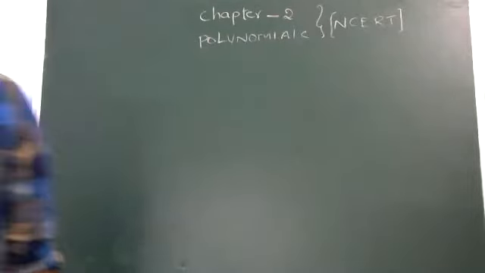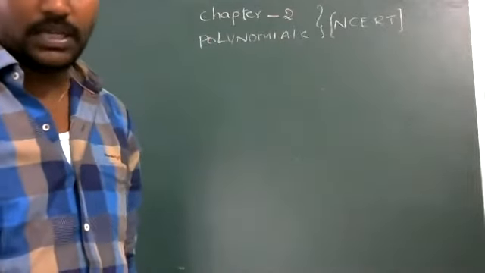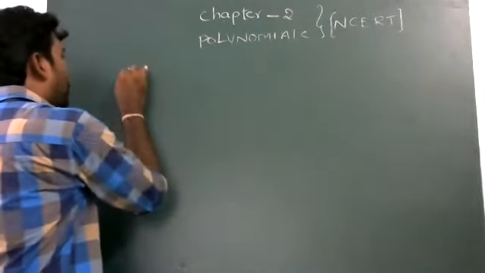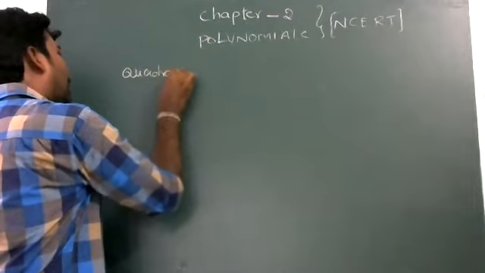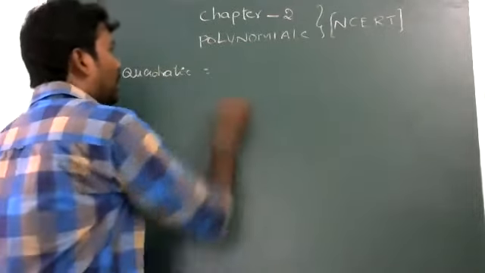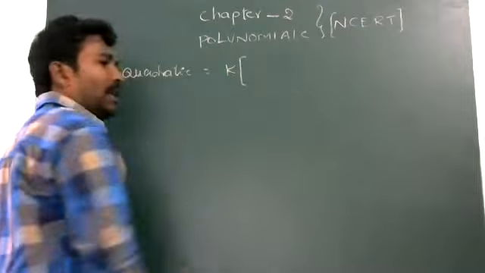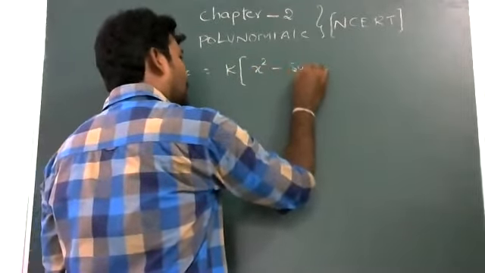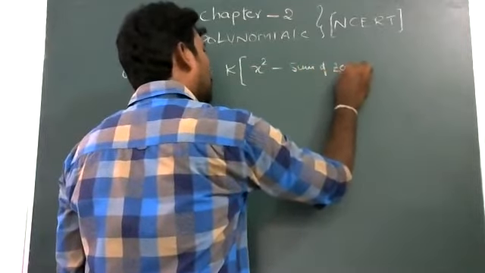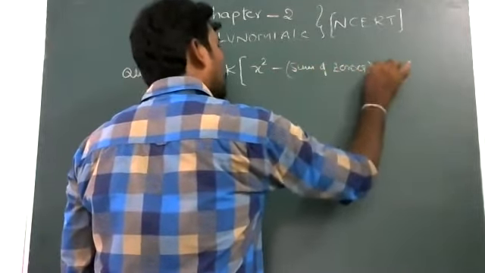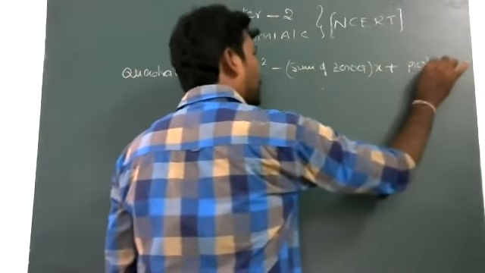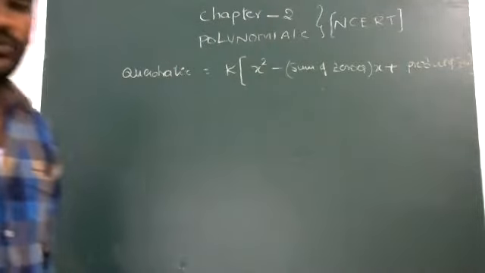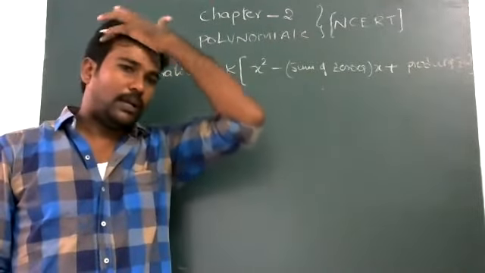Now I am going to explain one more method. Second question in second workout, second problem. So already before going to that problem, quadratic polynomial. What is a quadratic polynomial? How can we form a quadratic polynomial? Here you can write k into, what is meant by k? k into x square minus sum of zeros into x plus product of zeros. This is the most important formula to create the quadratic polynomial.